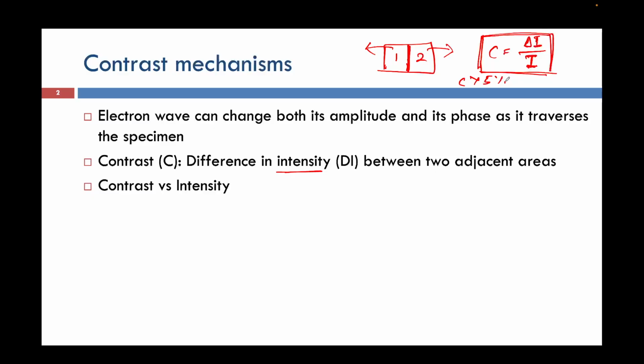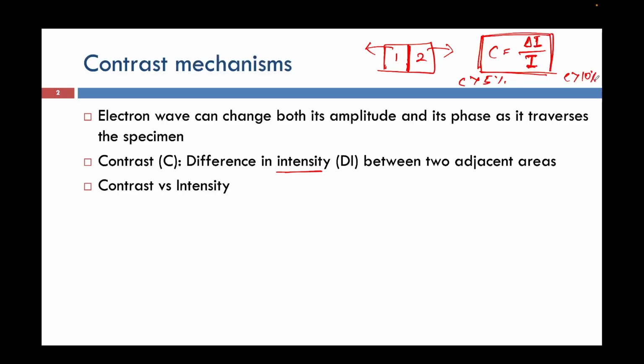But this is a theoretical value. To interpret correctly in a TEM image, we generally prefer that our contrast value should be greater than 10%, so that we will be able to see whether the contrast is coming due to phase, or due to some interaction, diffraction or scattering phenomena taking place inside the material.